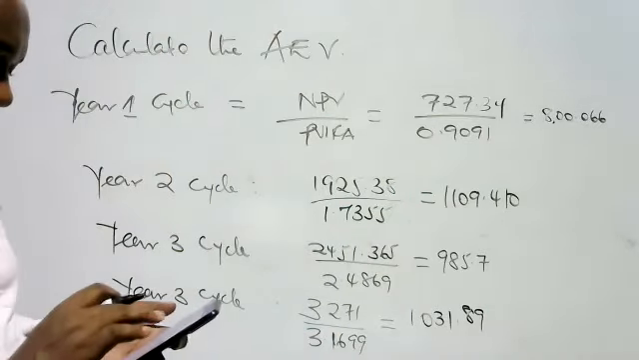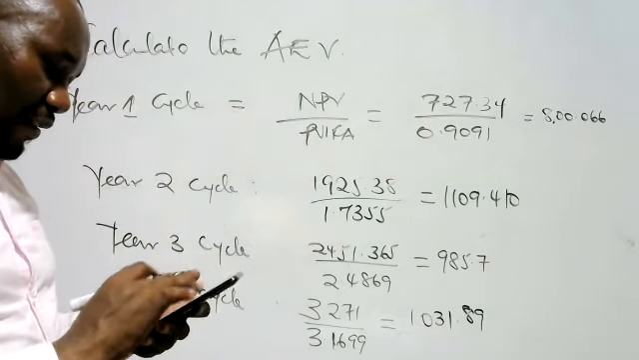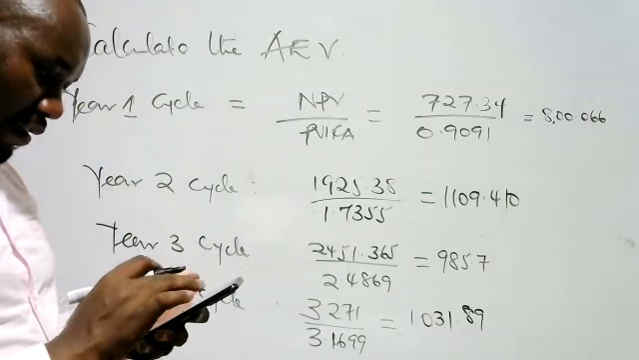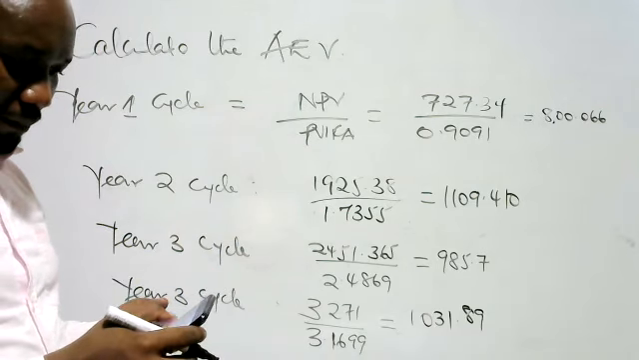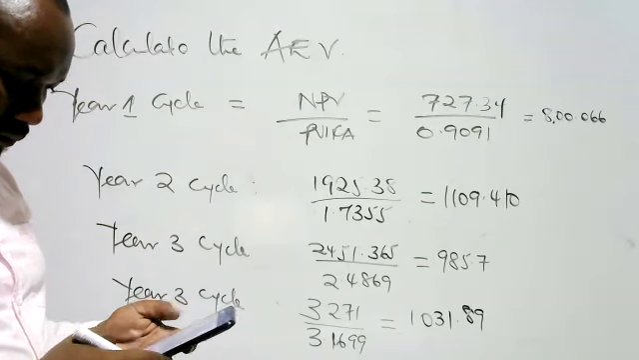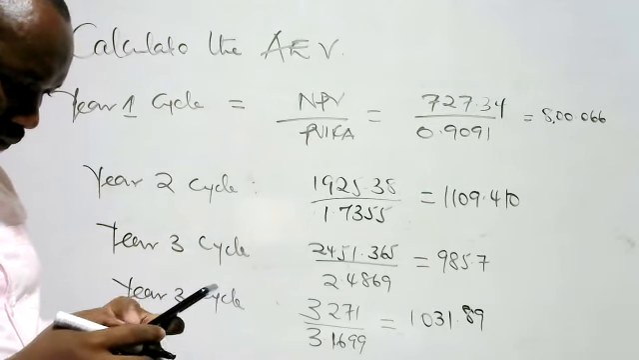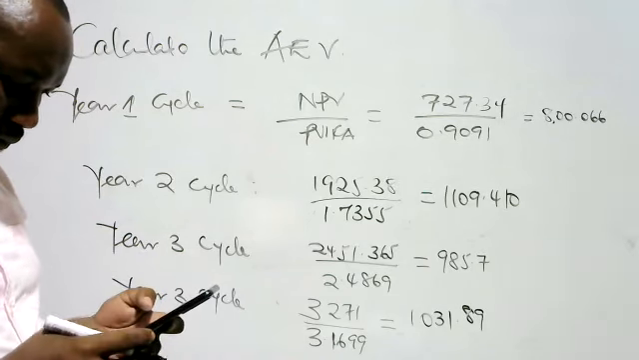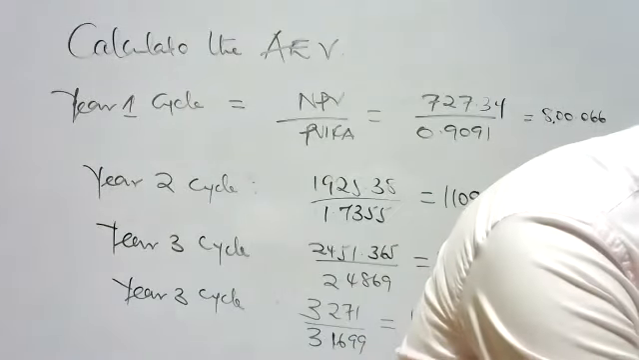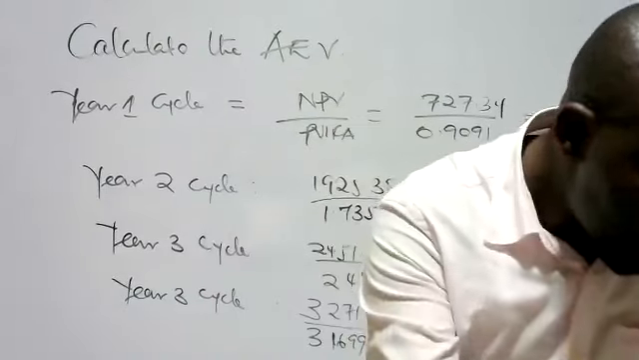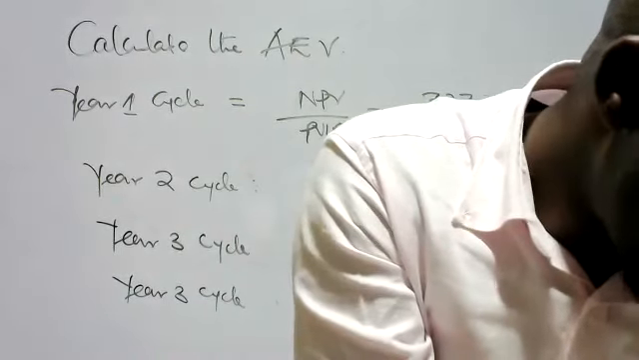The one that has got the highest annuity equivalent value, that is the one that you prefer or advise to be taken. Which one is that? Year 2. So you complete and say that the optimal replacement cycle is year 2.